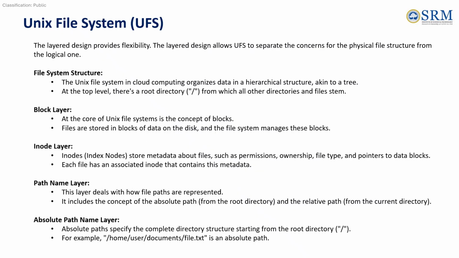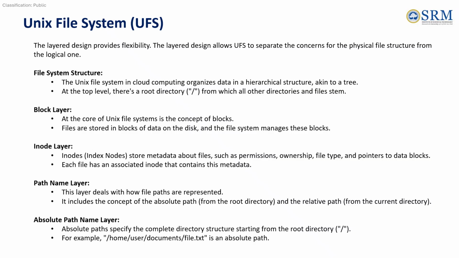Let us now understand the Unix file system, commonly called UFS. One important feature of UFS is its layered design. This layered approach gives flexibility because it separates the logical view of files from the physical storage details. In simple terms, users see files and folders in an organized manner, while internally the system manages storage blocks and memory locations separately. The Unix file system follows a hierarchical tree structure.